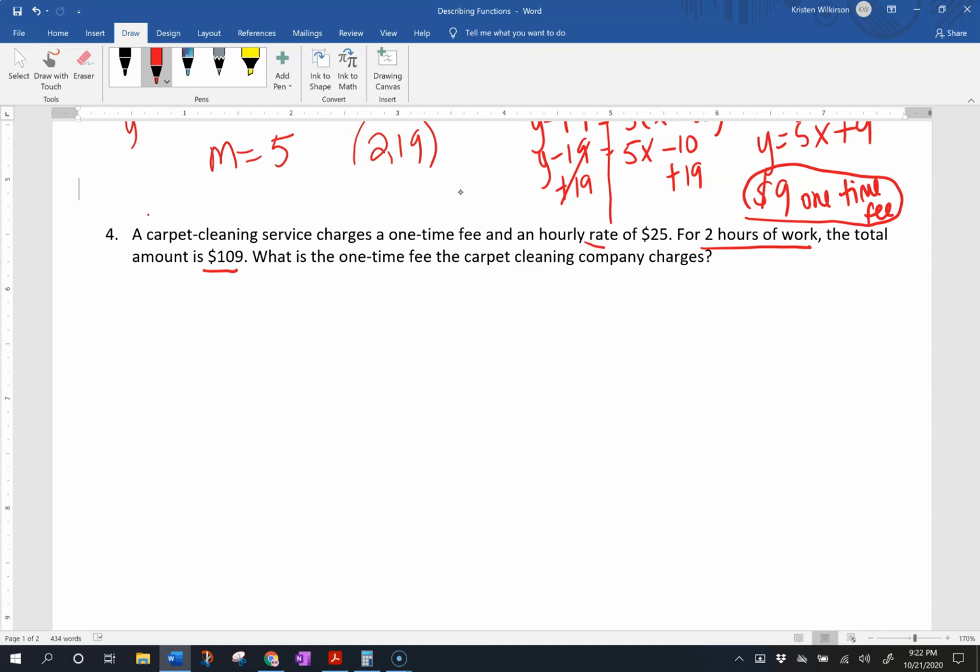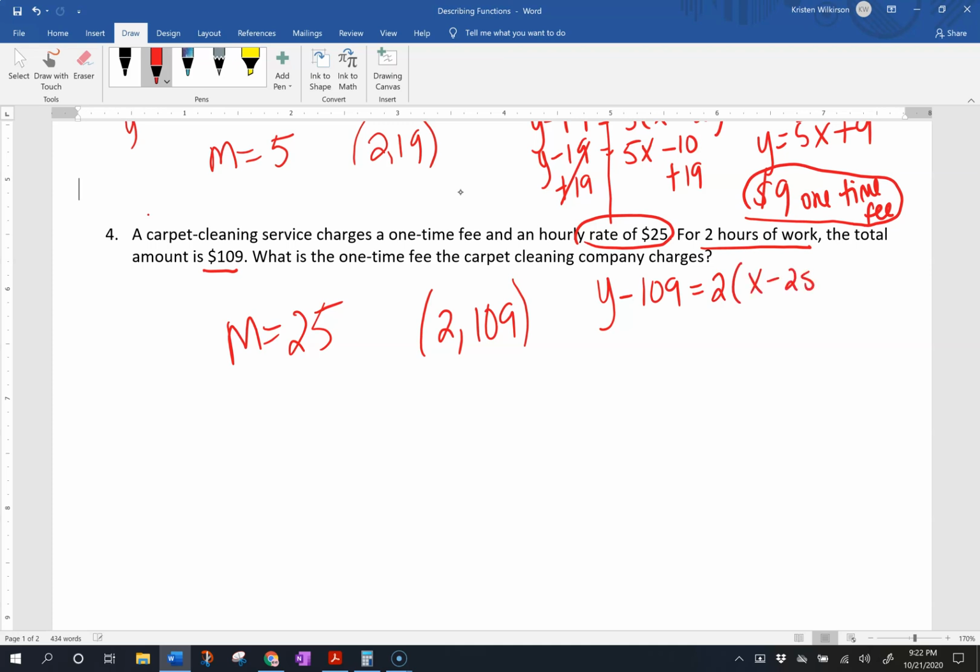All right, hopefully you paused it, and if you didn't, watch what I do. We know the hourly rate is $25, so that's my m value, meaning my slope is changing at $25 an hour. We know for 2 hours of work, they charge $109. That's my coordinate. So I always start with point slope form. So I'm going to do y minus 109 is equal to 2 times x minus 25.